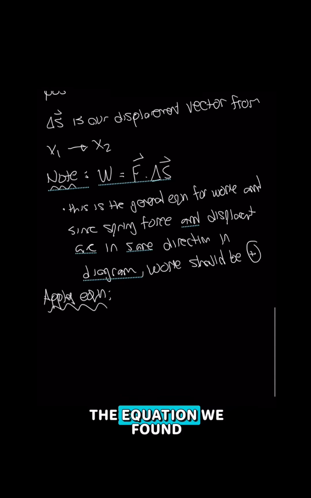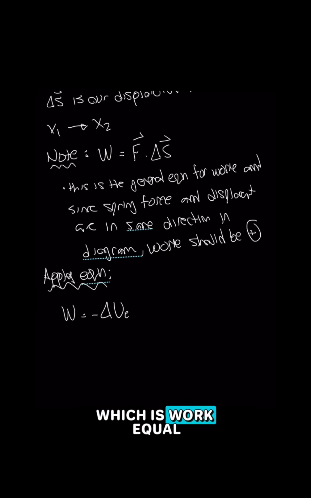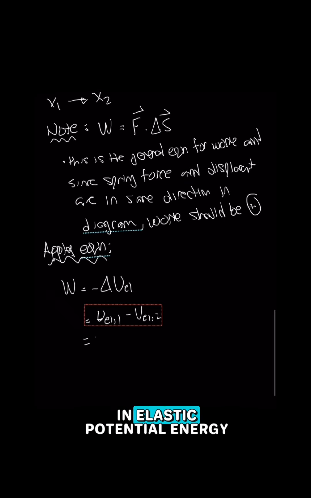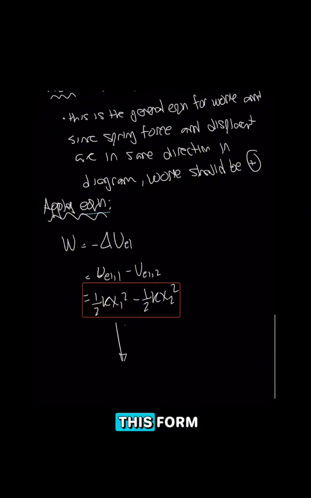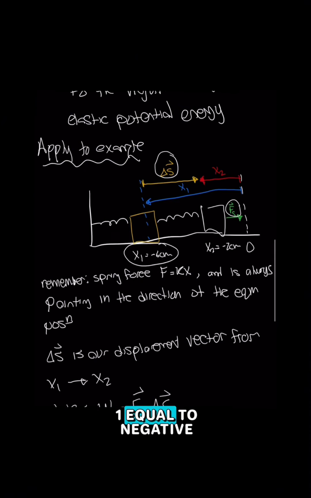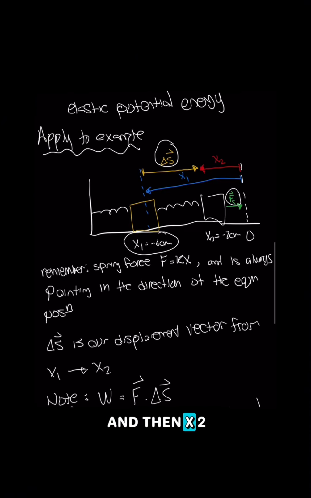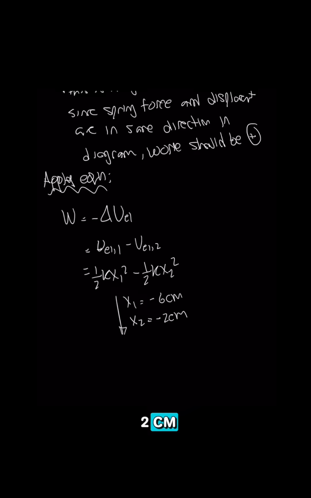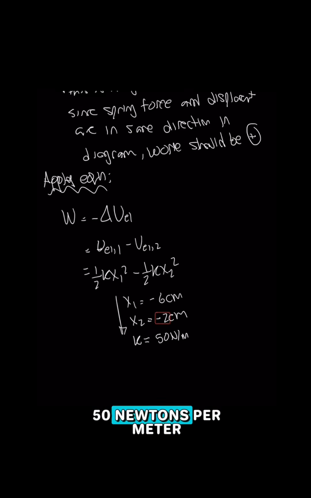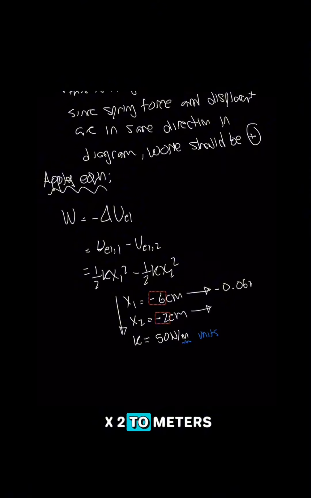So if we use the equation we found for work, which is work equal to the negative change in elastic potential energy, and we rewrite it in this form, we can identify x1 equal to -6 centimeters, and x2 is equal to -2 centimeters. Spring constant is equal to 15 newtons per meter. But if we look at our units here, we have to convert x1 and x2 to meters like so.